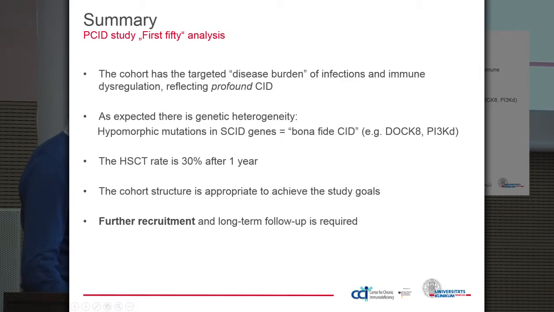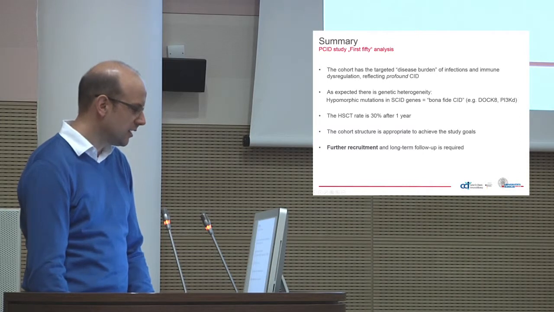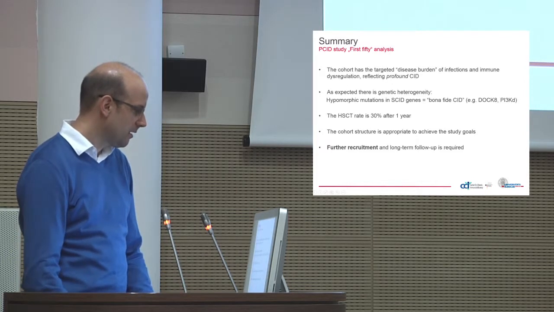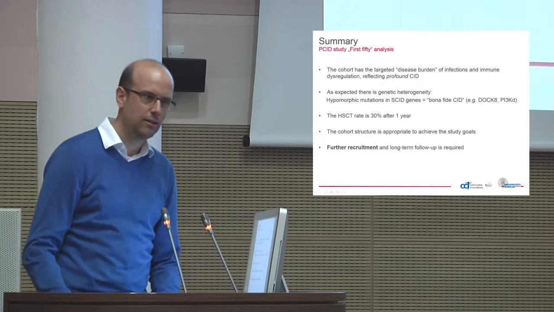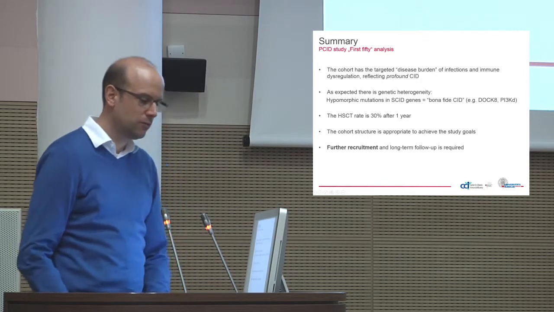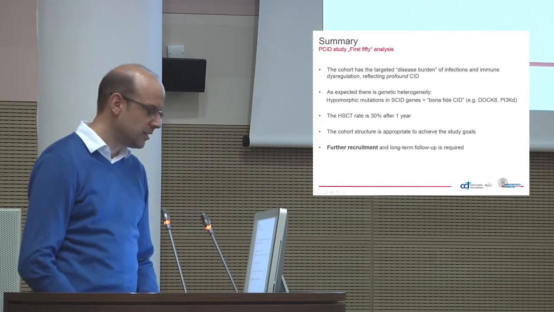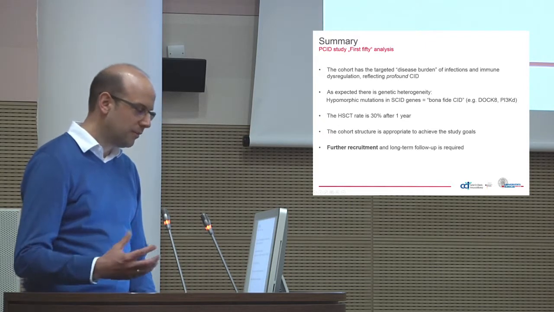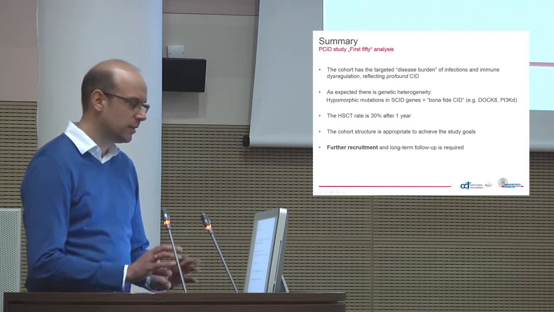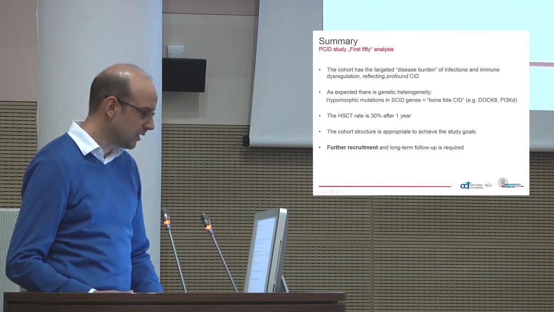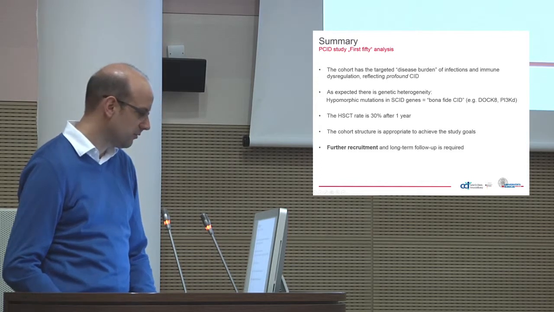The cohort has the expected genetic heterogeneity. We see that half of the genetically identified patients have mutations in SCID genes, the other half in more bona fide CID-related genes. The HSCT rate is high, showing that there is clinical need to perform transplantation in these patients. We therefore think that the cohort structure is appropriate to follow up the idea to achieve the study goal, to look into this cohort more closely to identify predictors for clinical deterioration, for example.